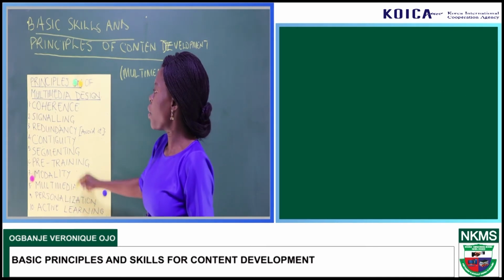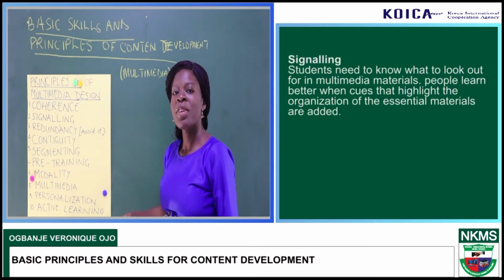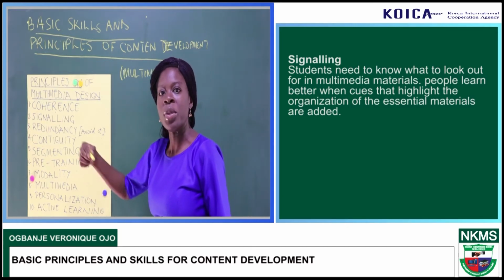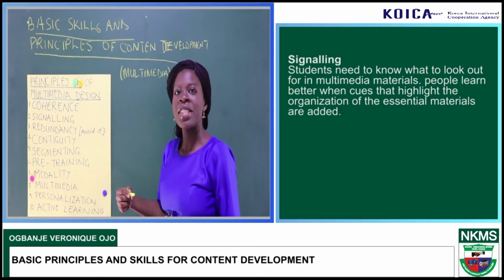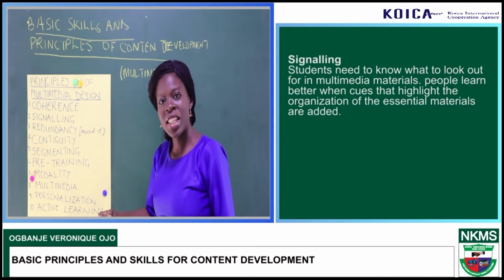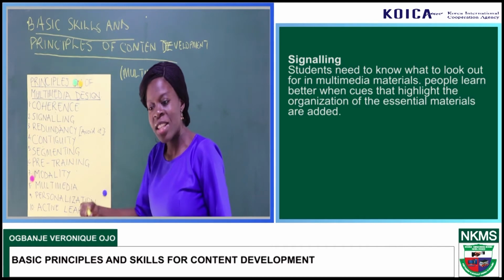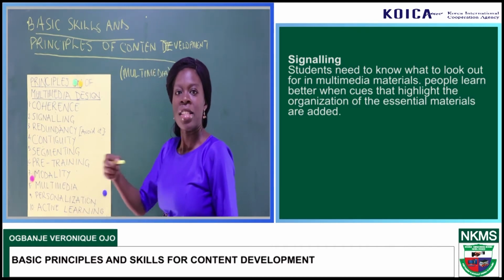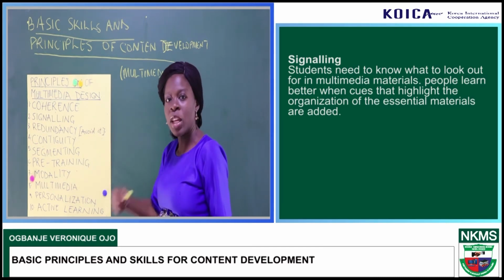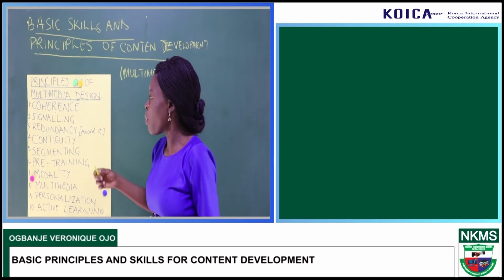And then we talk about signaling. What does signaling mean? Signaling means giving your learners a clue. A point should lead to the next point. For example, if I'm talking about photosynthesis, after defining photosynthesis, I should be able to give them a clue that the next subtopic is stages of photosynthesis. So signaling means giving them a clue, making them anxious to expect the next point.